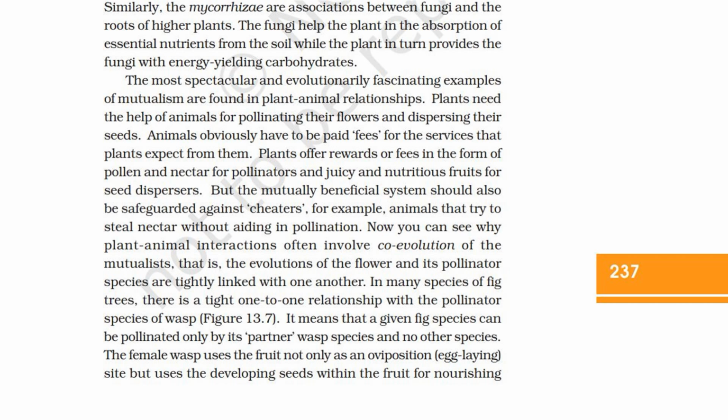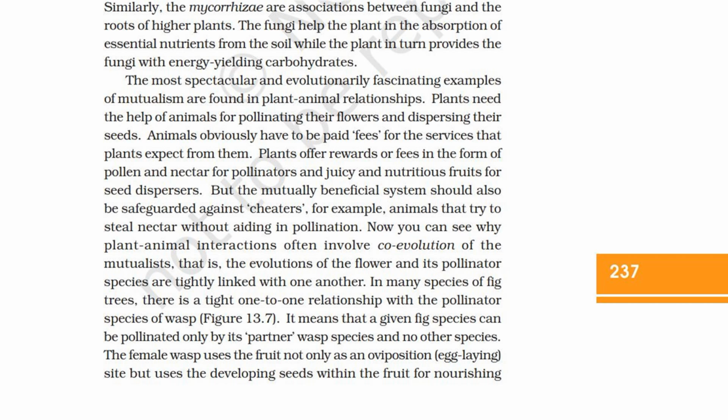The most spectacular and evolutionarily fascinating examples of mutualism are found in plant-animal relationships. Plants need the help of animals for pollinating their flowers and dispersing their seeds. Animals obviously have to be paid fees for the services that plants expect from them. Plants offer rewards or fees in the form of pollen and nectar for pollinators and juicy and nutritious fruits for seed dispersers. But the mutually beneficial system should also be safeguarded against cheaters, for example, animals that try to steal nectar without aiding in pollination.